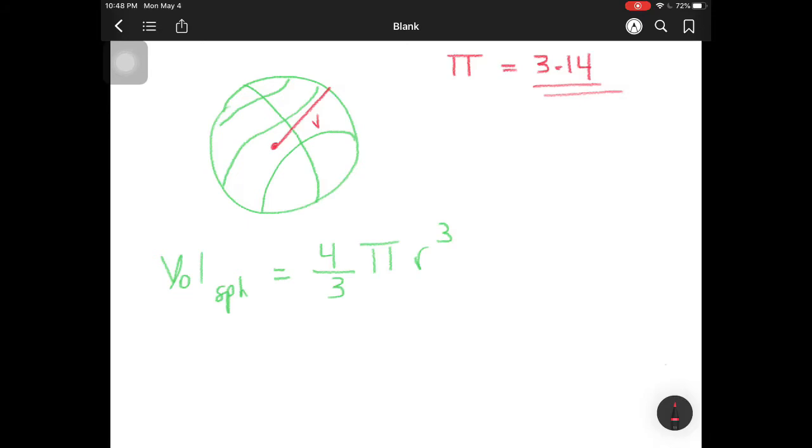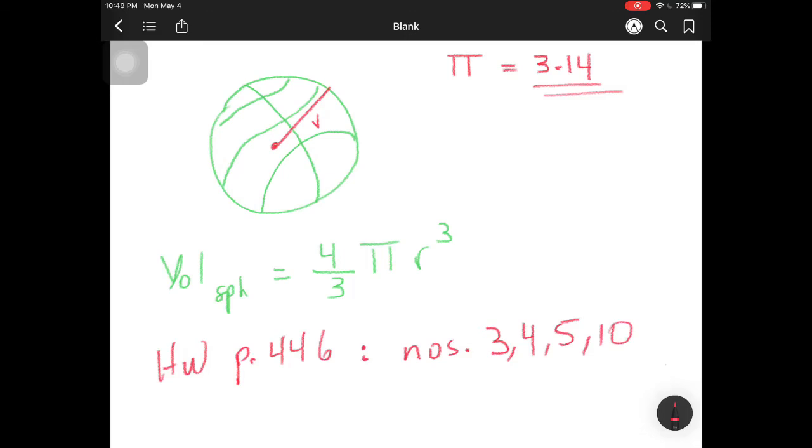Now, at the end of this section, which is angles and volumes, you have to do the homework from page 446, and you need to do numbers 3, 4, 5, and 10. So page 446, numbers 3, 4, 5, and 10. And this brings us to the end of this section, section 6.1 in your book, which is about angles and volumes.